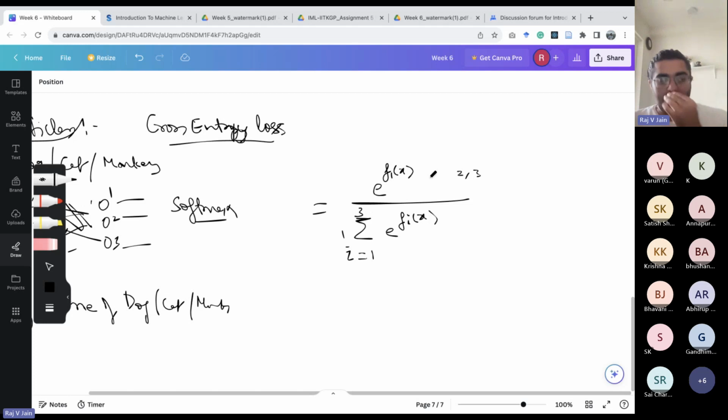Okay, so this is generally used. Your softmax function is used to convert the outputs of this neural network into a probability distribution over the 3 possible values. Now, coming back to the question.